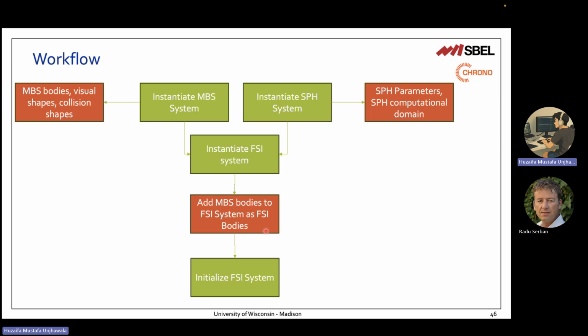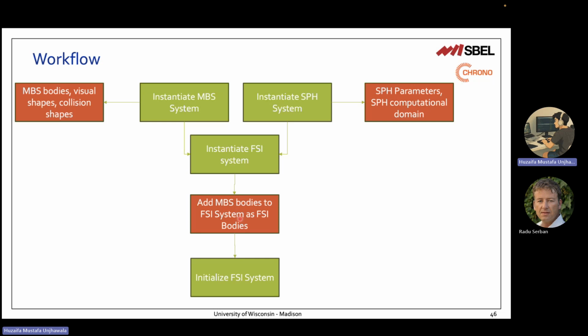What this enables is, if I have a tire and I want the tire to interact with the fluid, I will add the tire alone, not the entire vehicle, because that's not required. I'll add the tire alone as an FSI body and communicate that information to the FSI system. The FSI system will take the tire, look at its geometry, add BCE markers, and make it ready to interact with the fluid. Once this is done, you initialize the FSI system and you run your simulation.